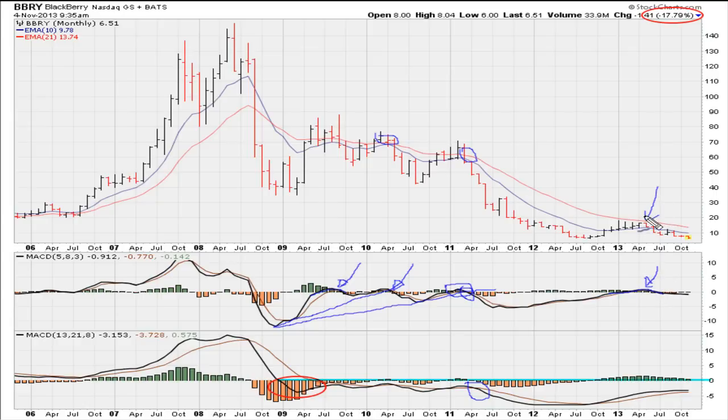So we see that by using the MACD correctly, and especially if you can bring other factors, other indicators into play, you get a nice look into what a stock is trying to tell you. So BlackBerry has been in a bear market and continues to be in a bear market. The stock is in trouble because the MACD has yet to give us any buy signal.